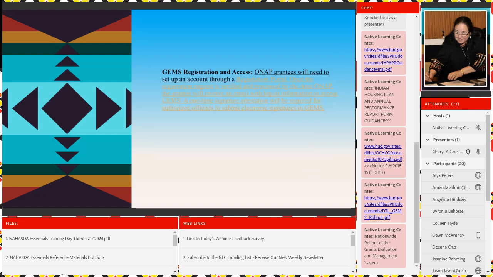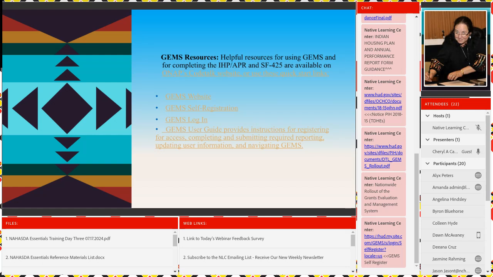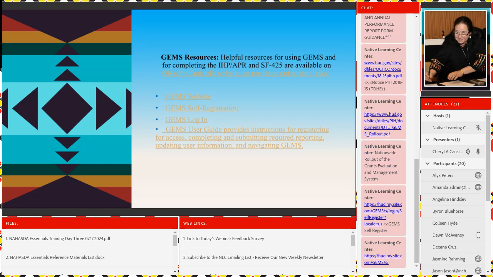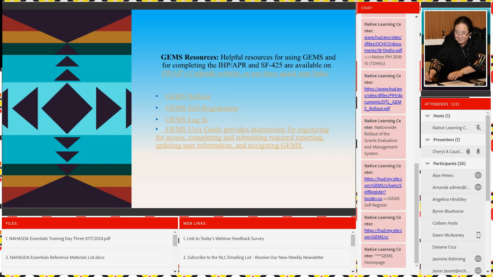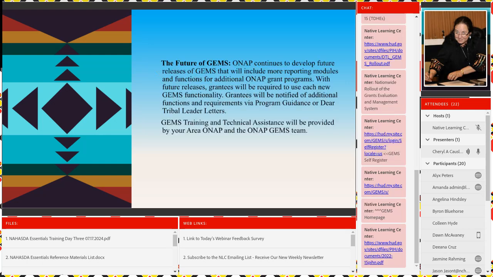For registration and access, you need to set up an account through this link. The resources are also in links, and Brooke is so busy in the background giving us active links for you guys, for the GIMS website, for the self-registration, for the login. That user guide is really important, okay? Get it and download it. So notice PIH 2022-15, the Federal Financial Report, SF 425, and Program Guidance. That link is also there.